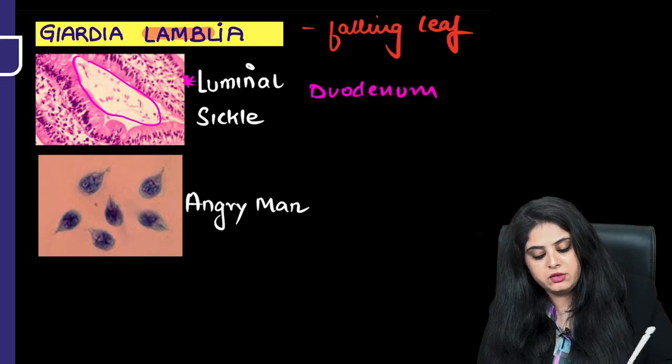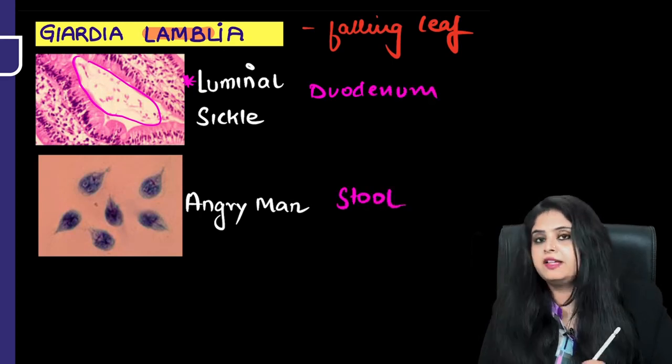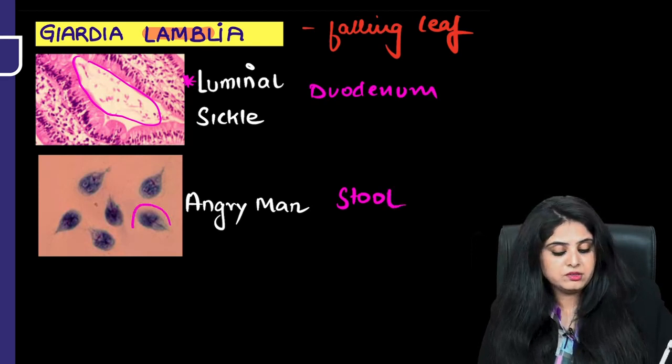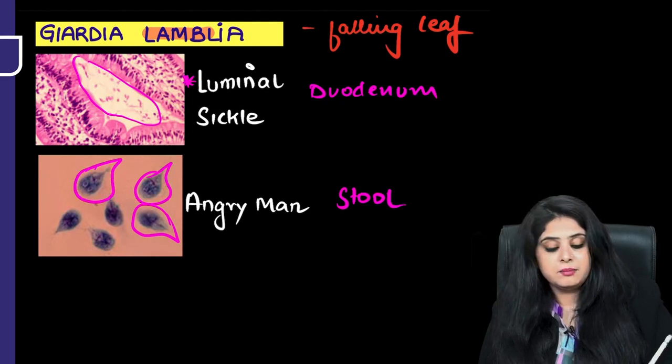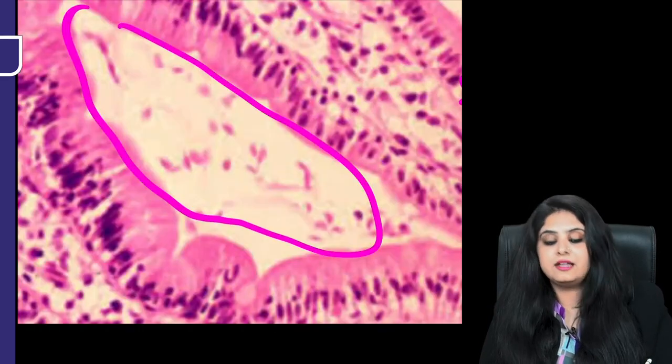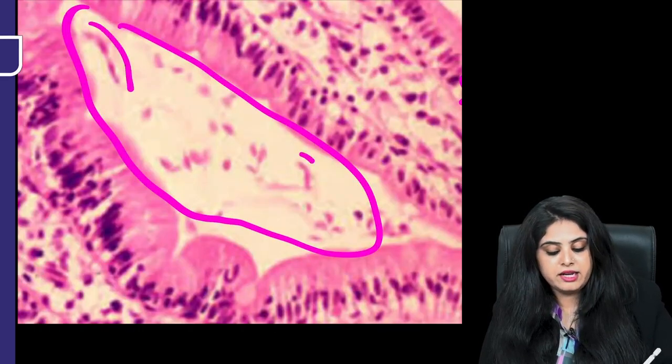Now please note, what you're seeing over here is the duodenum sample. Either you can see it in the duodenum or you can see it in your stool sample. Stool sample might look something like this. Like an angry man face it looks like, right? But in the intestine, it doesn't look like an angry man. Inside the intestine, it starts looking like a sickle.